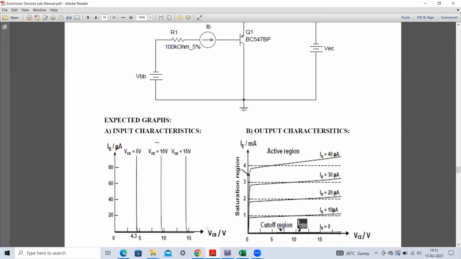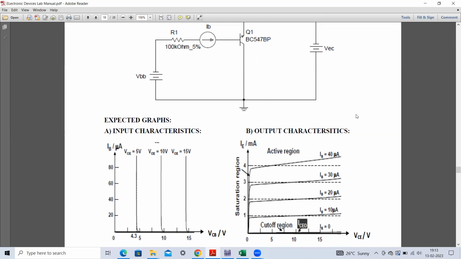So that we have written as collector to base voltage. Okay, so don't bother about it. If you write base to collector voltage, it will take negative signs. Okay, here it is 5, 10, 15, whatever it is. So this will be taking a negative sign, if you write base to collector voltage.